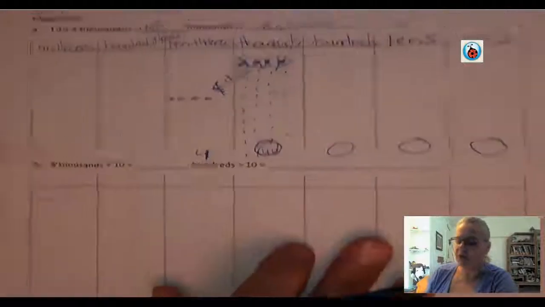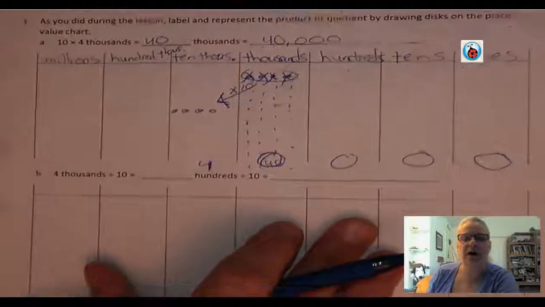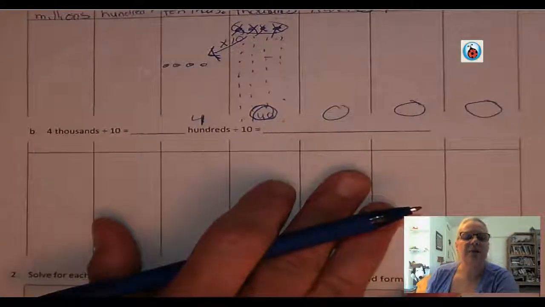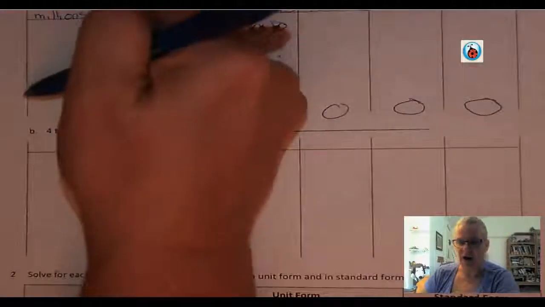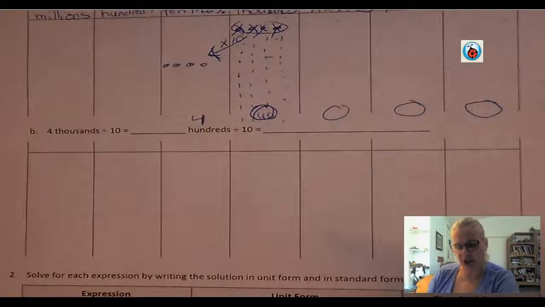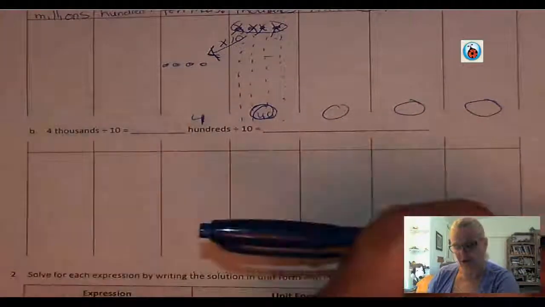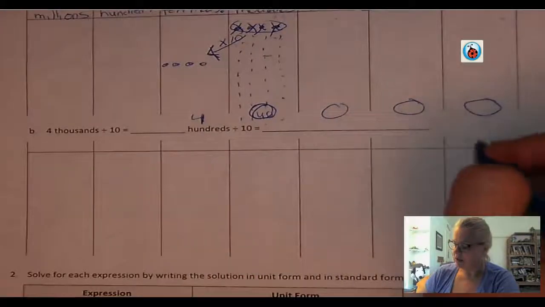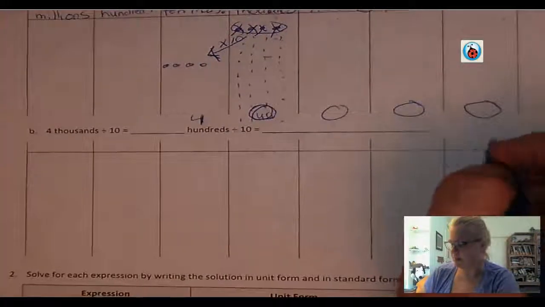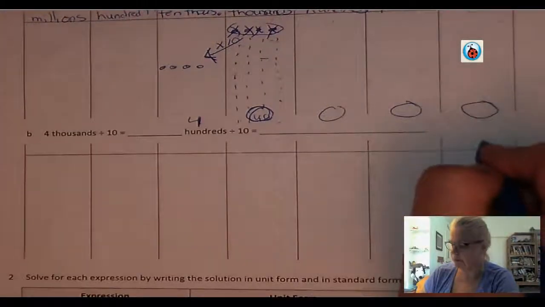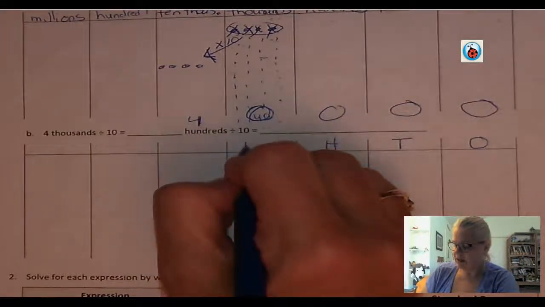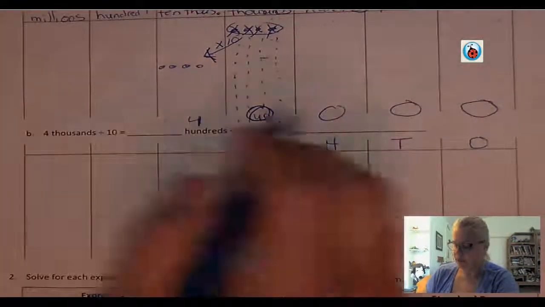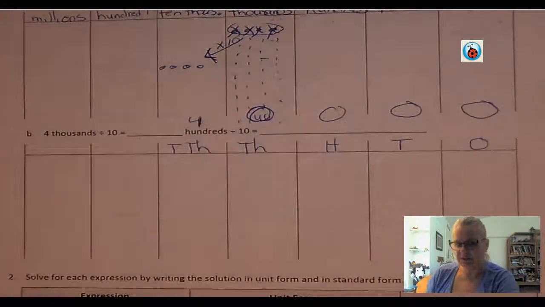I want you to take some notes in a little bit. Actually, we'll take those notes in class. But if you multiply by 10, you go to the left. If you divide by 10, what do you think you're going to do? We're going to go to the right. So if I have, again, you need to label these. I'm going to use just letters for ease right now. Ones, tens, hundreds, th for thousands, 10 thousands, 100 thousands, and millions.